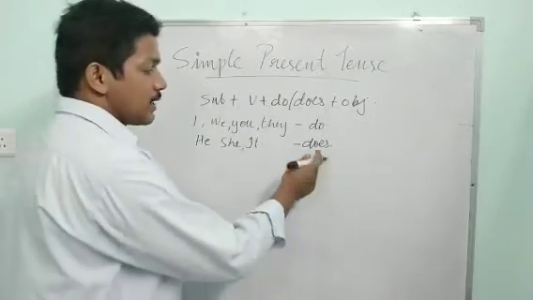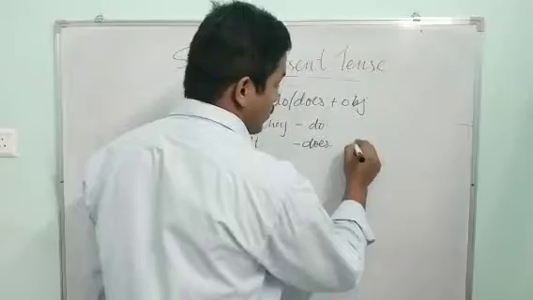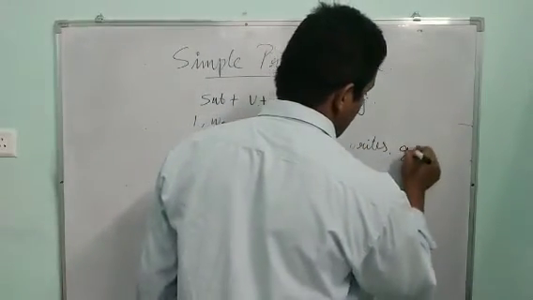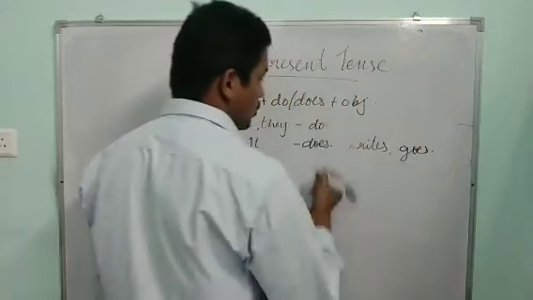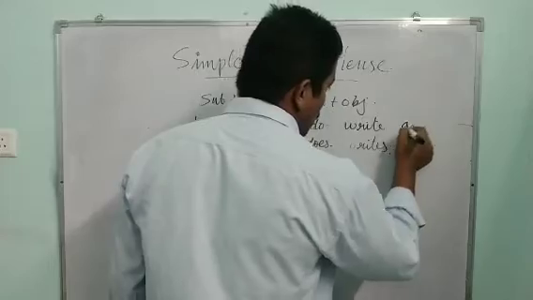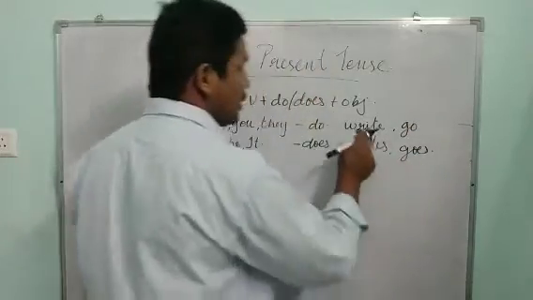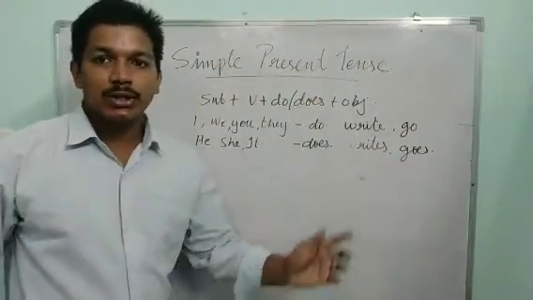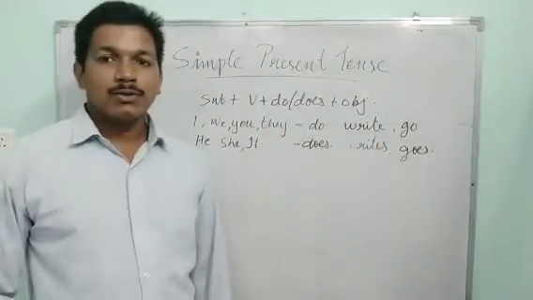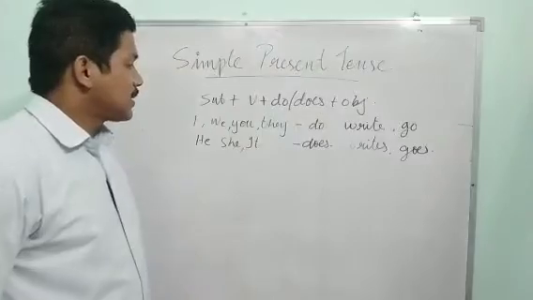So when does is added with the verb, it will become writes, goes, and so on. But with do it will be write, go, like that. The first form of the verb is used when the subject is one of these. So that is about the simple present tense.